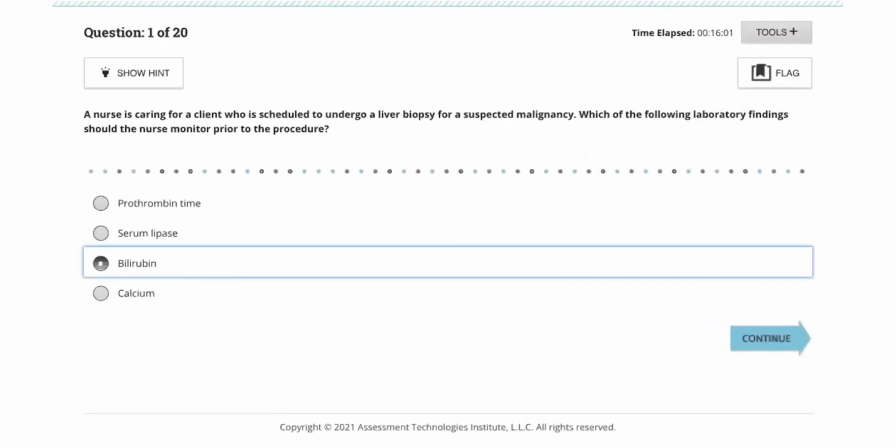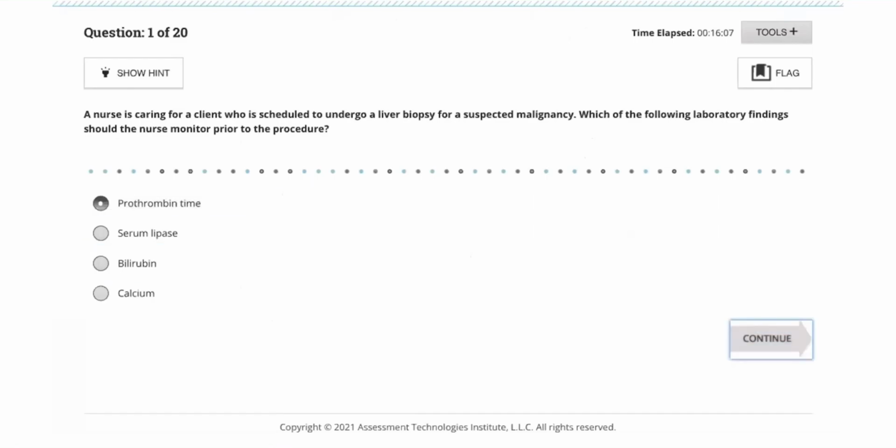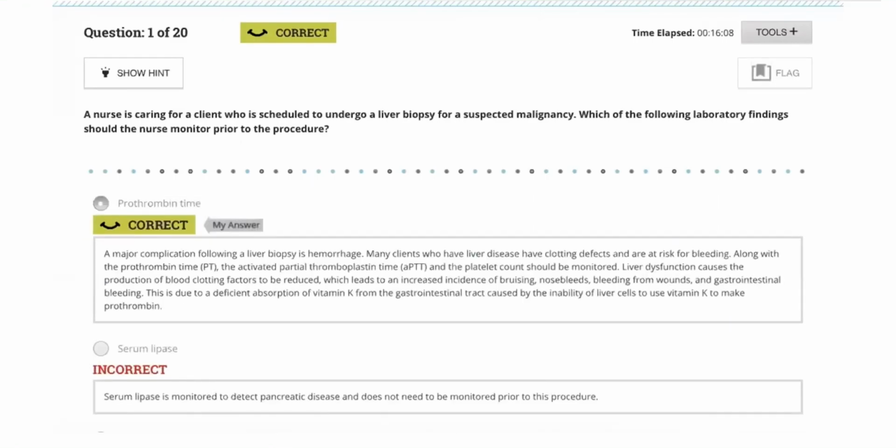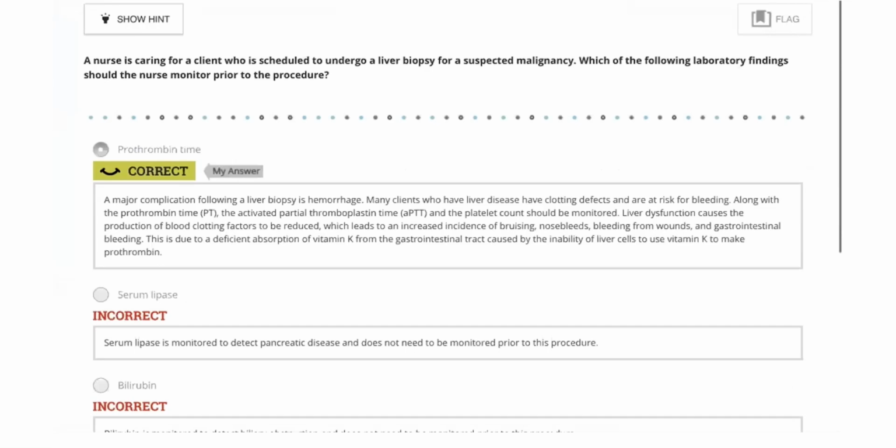Okay. So then we go back to the question. What lab would you assess? I will assess the A, prothrombin time. And that is correct. You see that? Yes. Because that is a lab value that is related to medications that thin your blood out. So we want to look at that one.